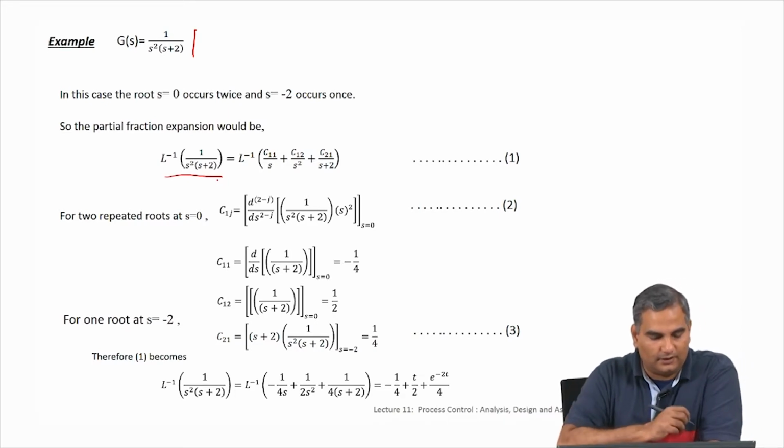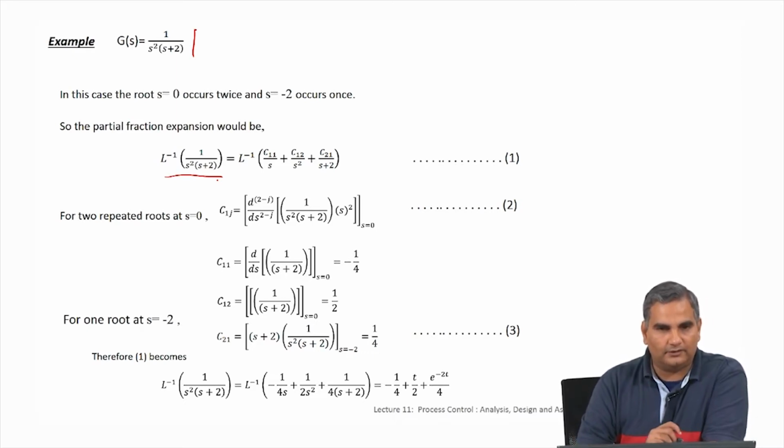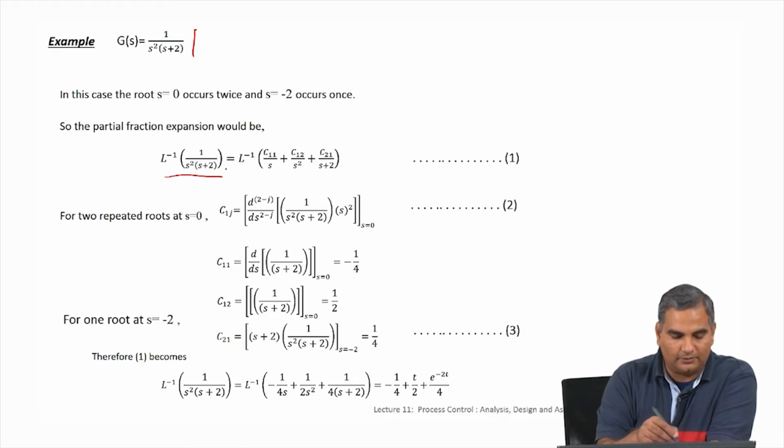We know it is a third order polynomial and there are 3 roots 0, 0, minus 2, and since 0 repeats twice there will be 2 terms corresponding to the root 0 and then there will be 1 term corresponding to the root minus 2. So, Laplace inverse of 1 over s squared times (s plus 2) will be Laplace inverse of C11 over s. So, notice the notation, C12 over s squared.